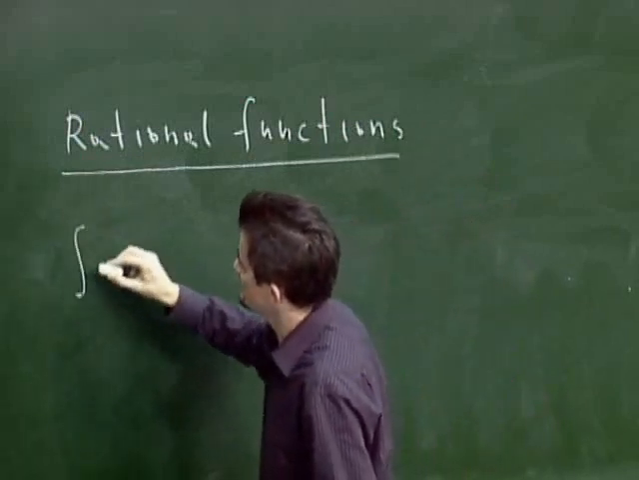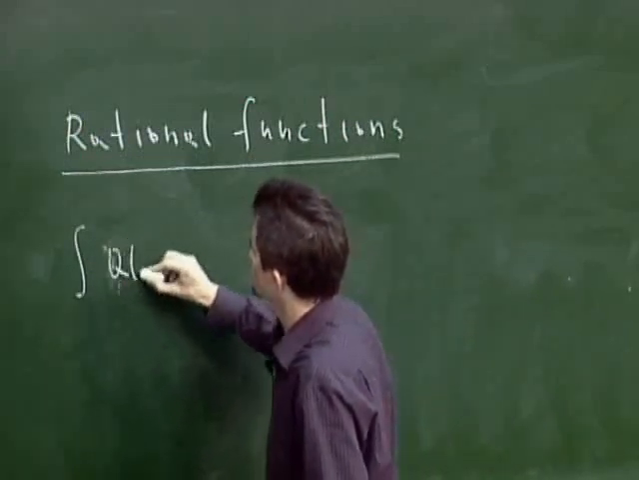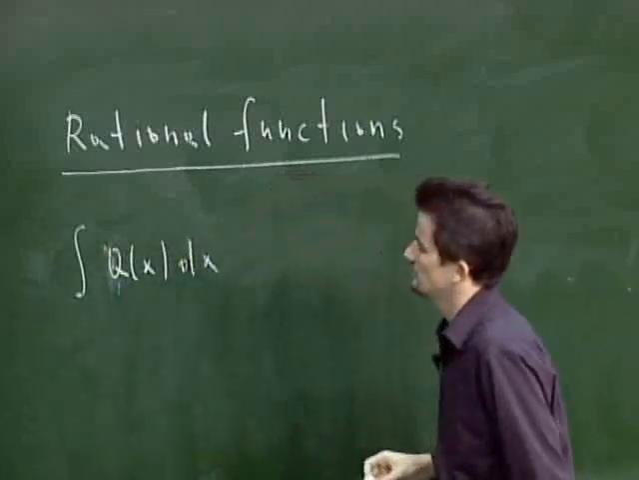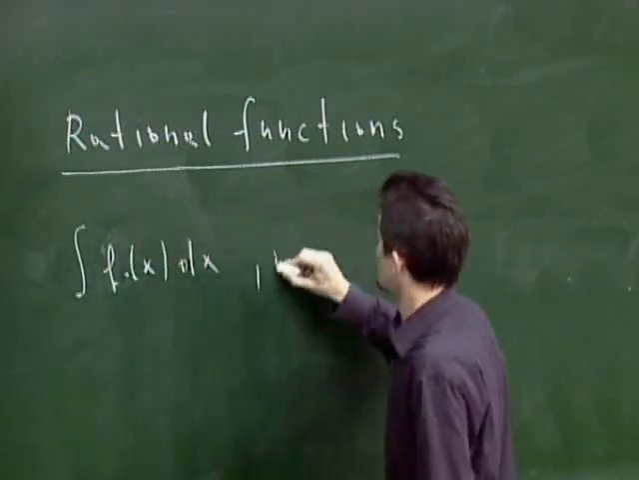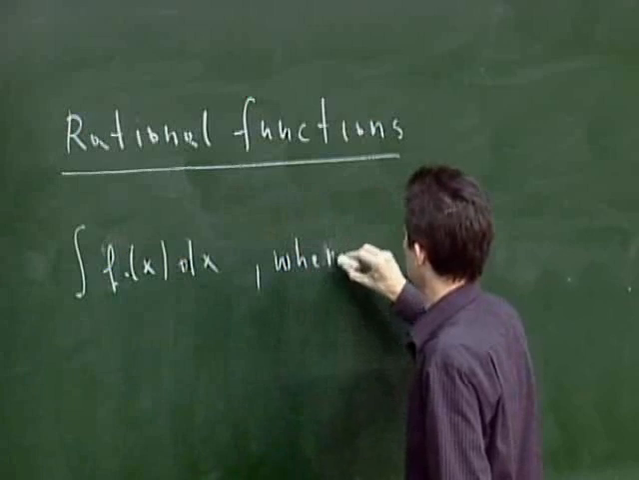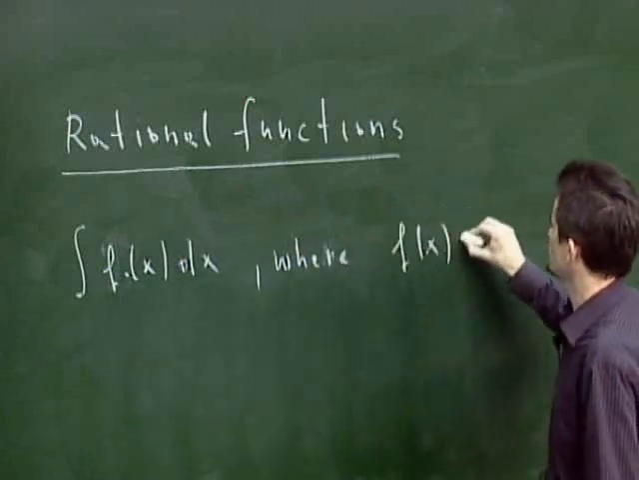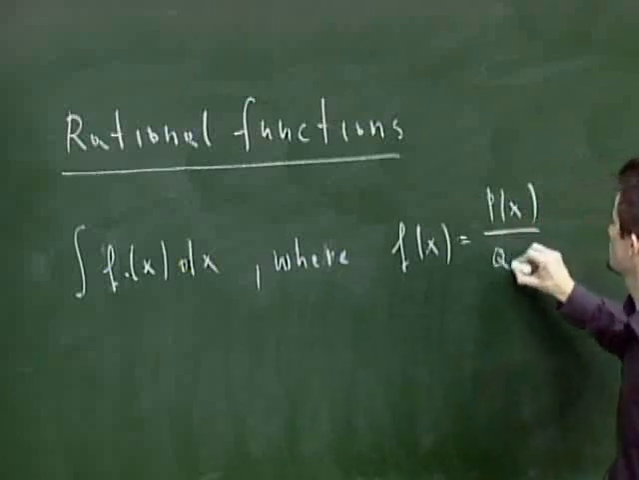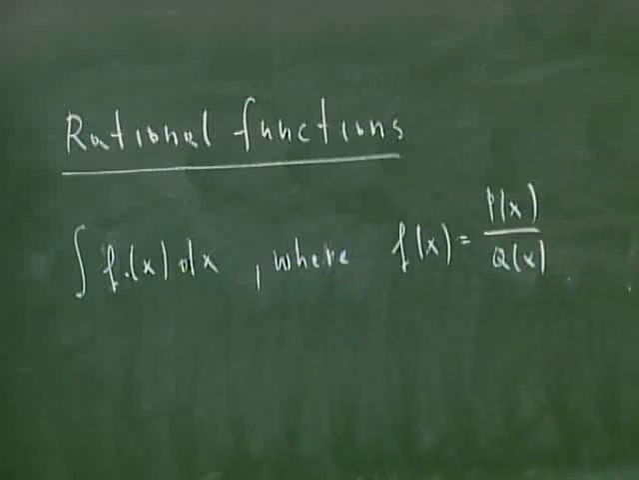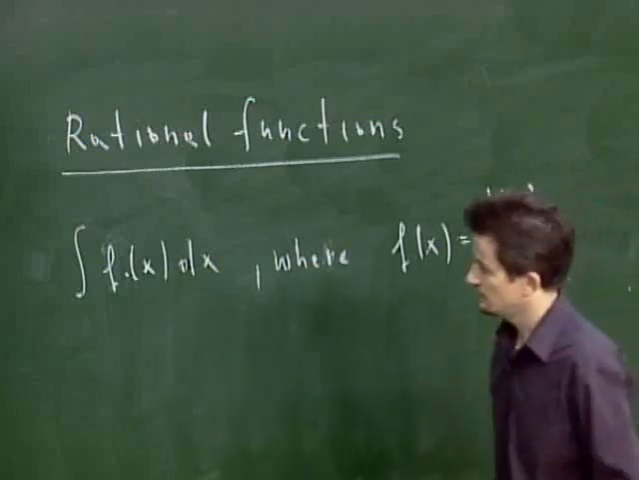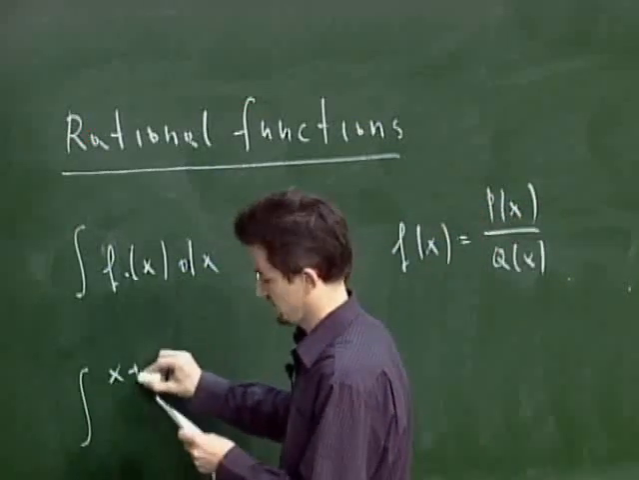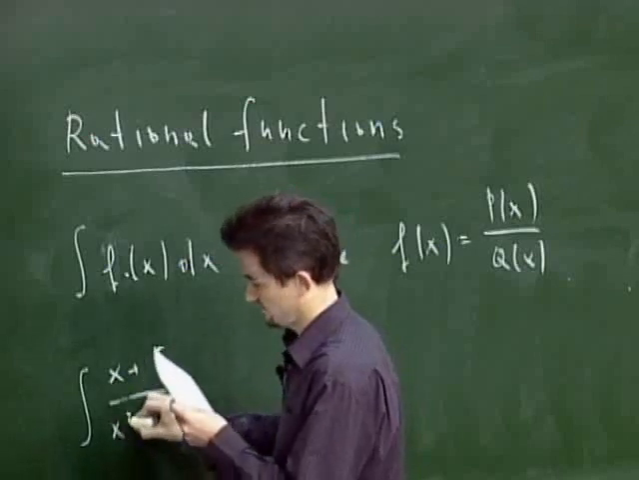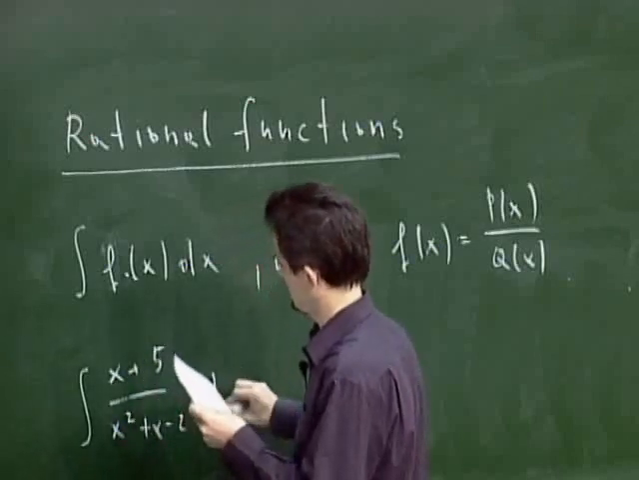Okay, so our basic task is we want to compute the integral of f of x dx, where f of x is a rational function, so it's a polynomial p of x over a polynomial q of x. So for instance, in our textbook you see the example, we want to compute this integral here: the integral of (x plus 5) over (x squared plus x minus 2) dx, something like this.